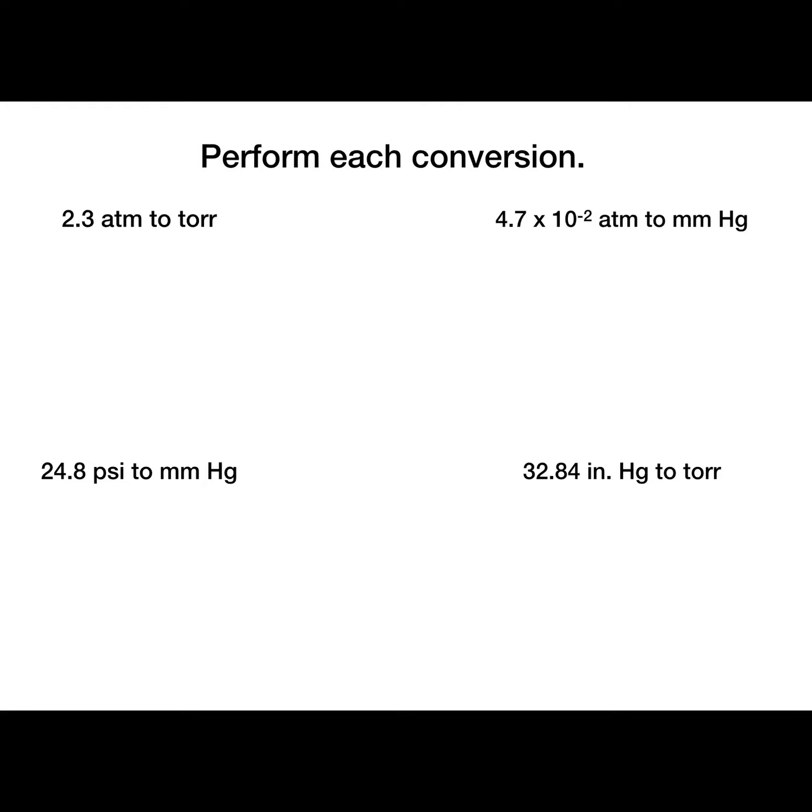Our first problem is to perform each conversion. So the first one is 2.3 atmospheres to torrs. So we need to first start off with what we're given, which is a 2.3 ATM.